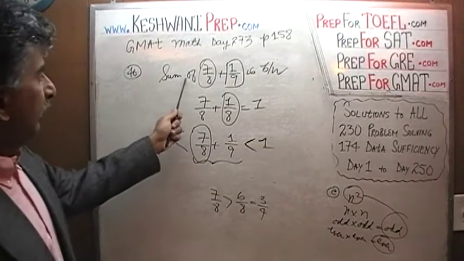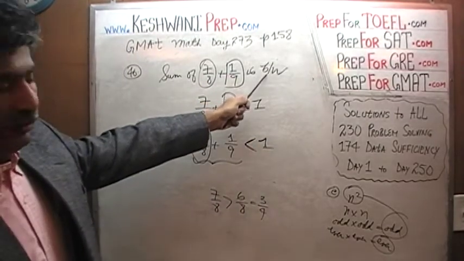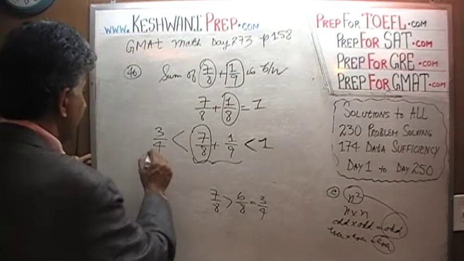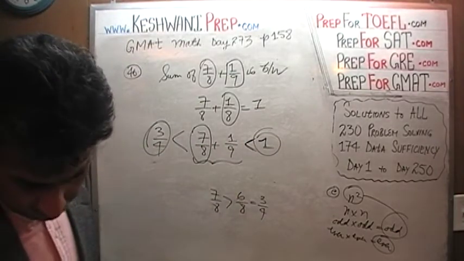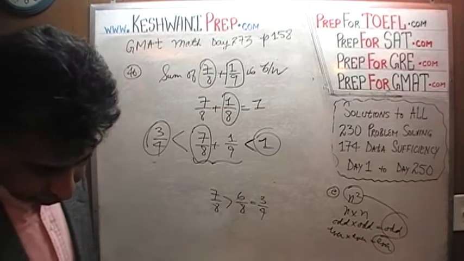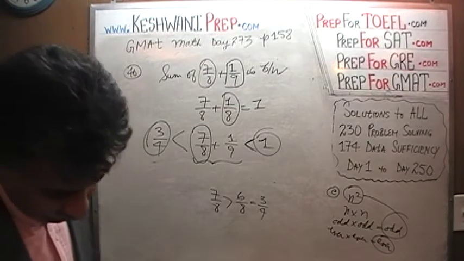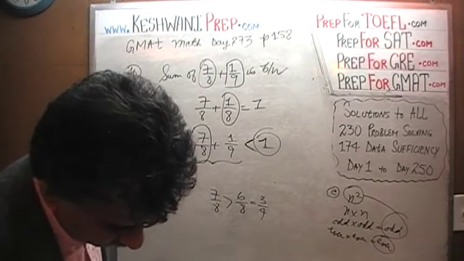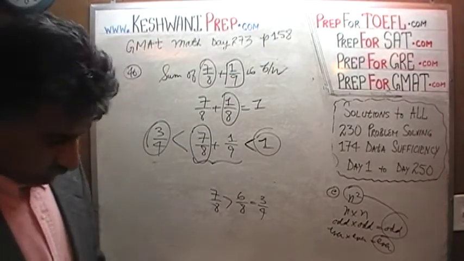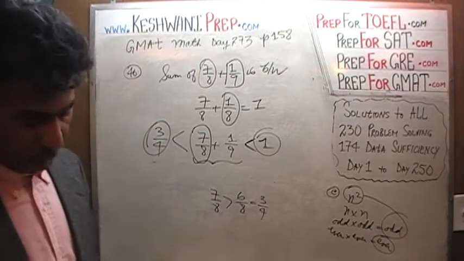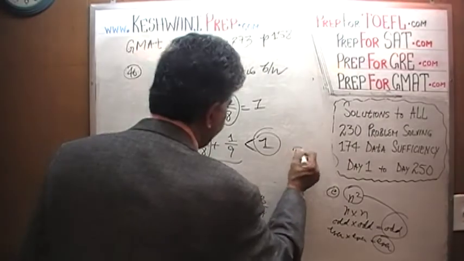The question was, the sum of these two quantities is between what numbers? The answer is the sum of these two quantities is between 3/4 and 1. And that answer choice, between 3/4 and 1, wherever that is, that's the answer. That's answer choice B, I believe.